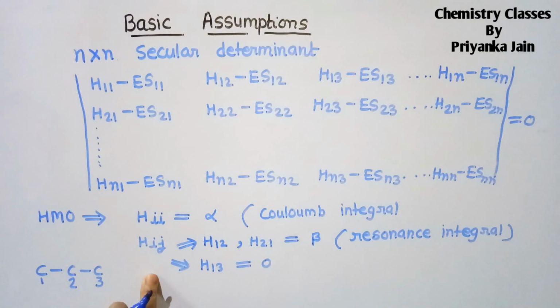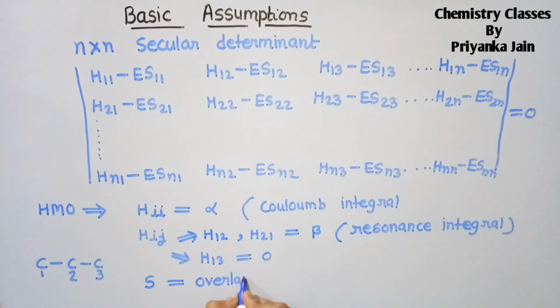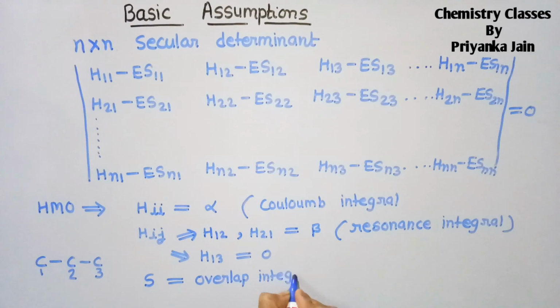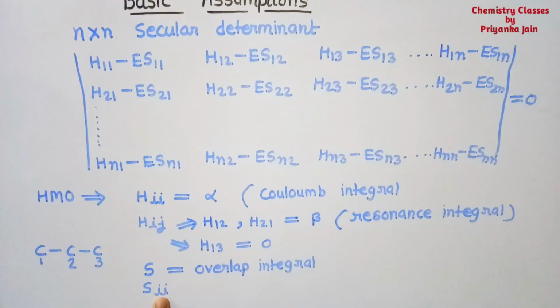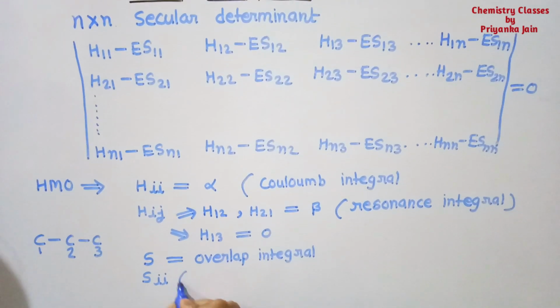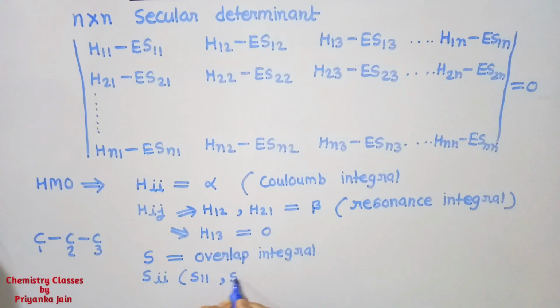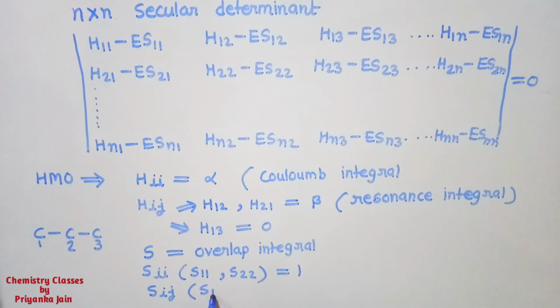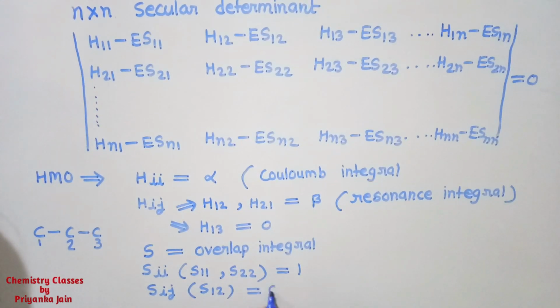Okay, now we have to understand another term, that is this S. What is S? S is called the overlap integral. And it may have two values. One is Sii, when both carbon atoms are the same, suppose we are taking S11 or S22. In all these cases its value will be equal to 1. And when we have Sij, meaning the two carbon atoms are not the same, like S12, in this case its value will be equal to 0.